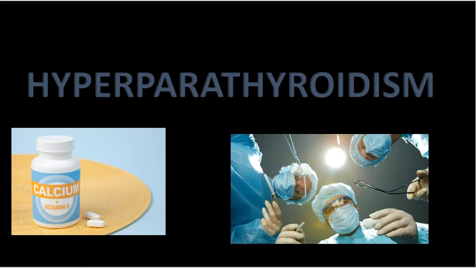So hyperparathyroidism is an excess production of parathyroid hormone in the bloodstream. This can be treated: if it's primary hyperparathyroidism, then we have to surgically remove the parathyroid. And if it's secondary hyperparathyroidism, then we can prescribe or recommend calcium supplements.